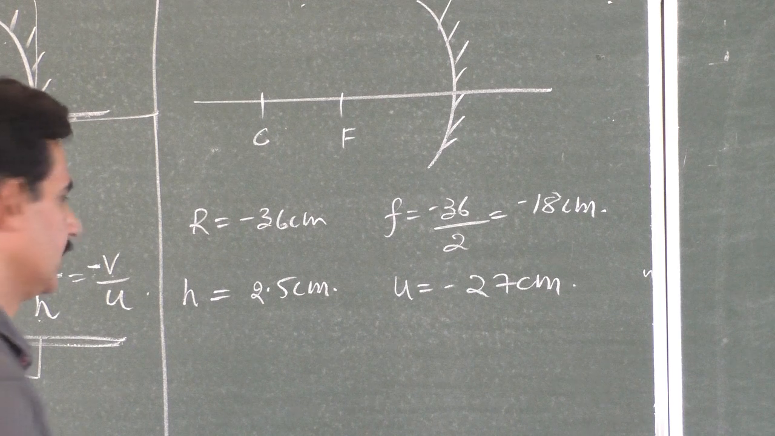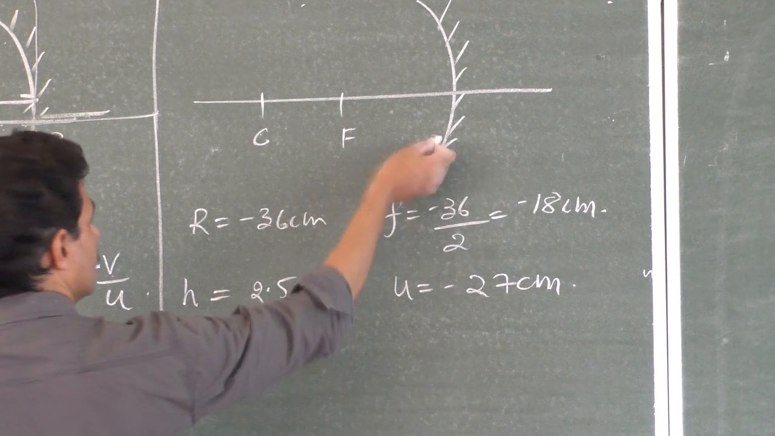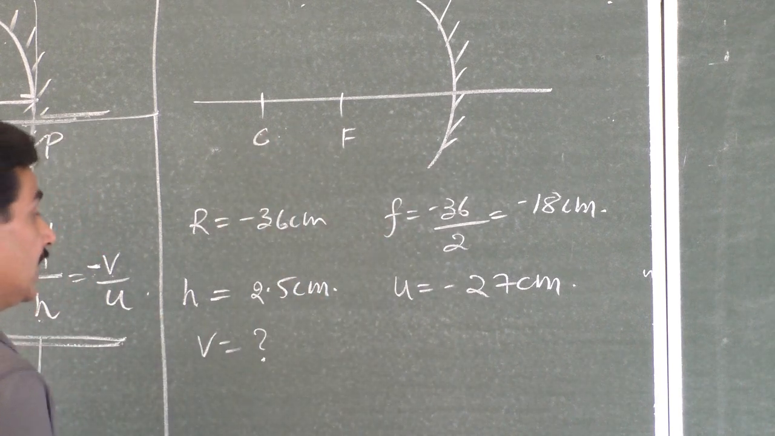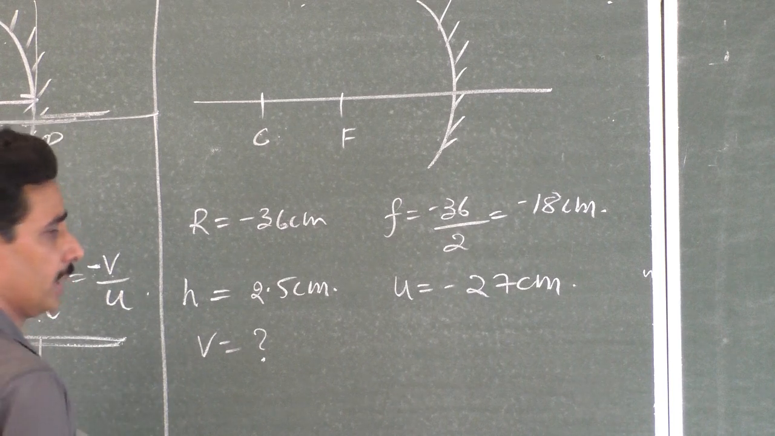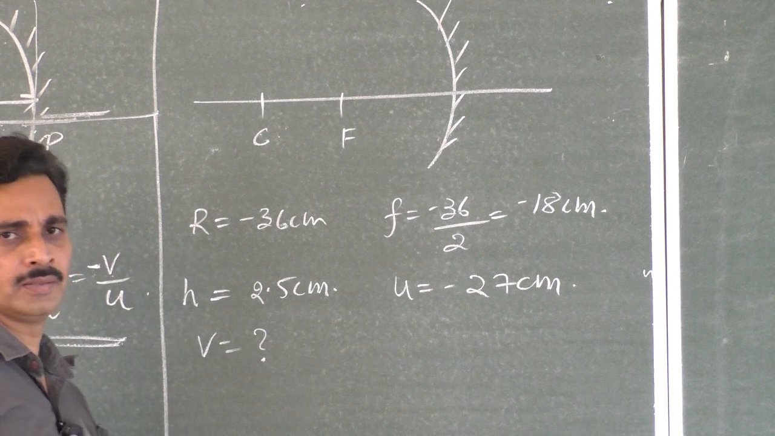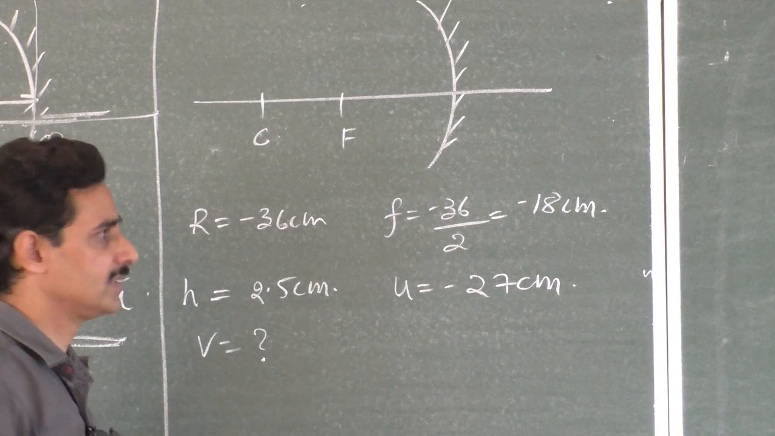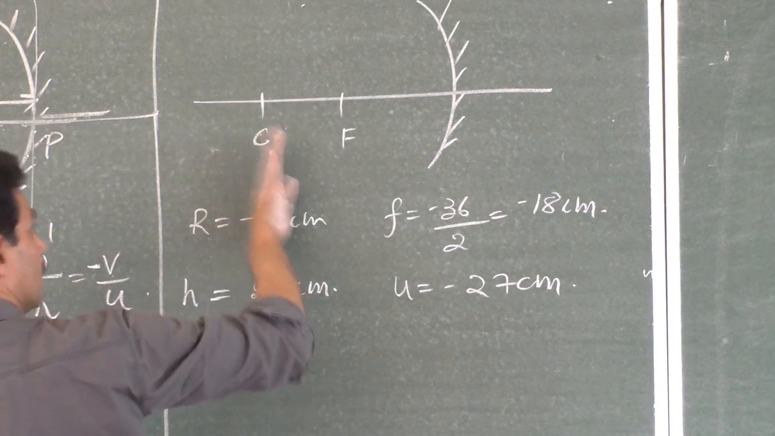Radius of curvature is given. So what is v? Question mark is for v. V should be negative because if the image is formed on the screen, then it should be a real image, because for virtual images which are formed inside the mirror, no screen is needed. Now the screen is given. Where you have to place the screen? Somewhere here to get the image.